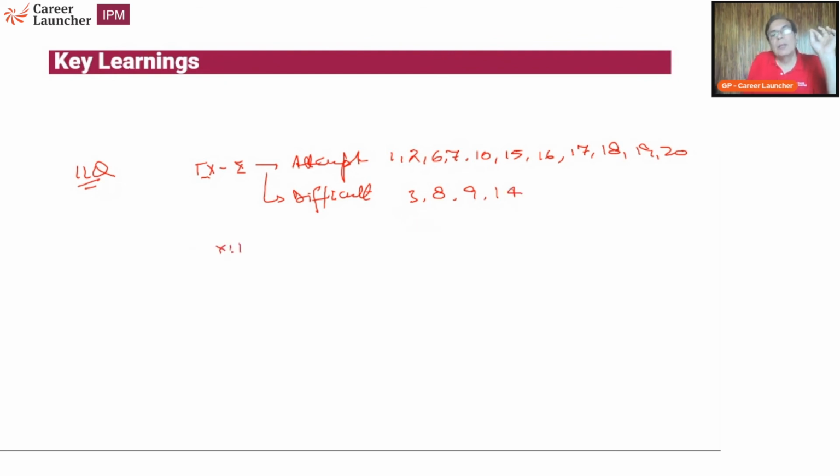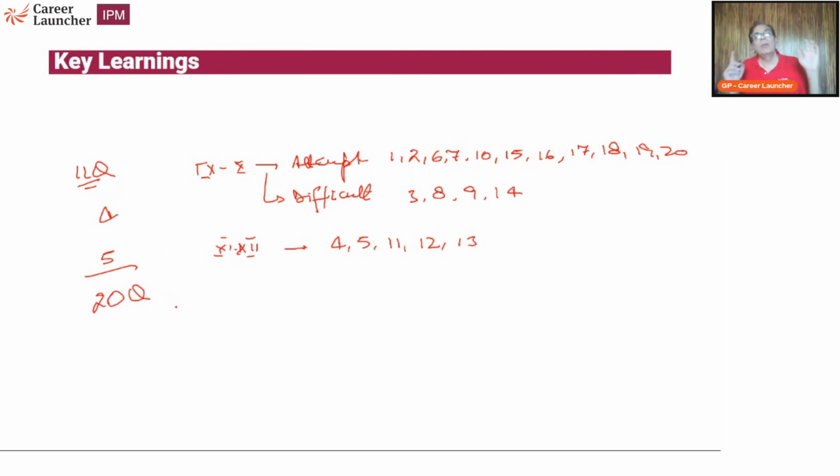And questions from 11, 12 topics. They are 4, 5, 11, 12, 13. Okay. How many are these? These are 1, 2, 3, 4, 5. So total of 20 questions.